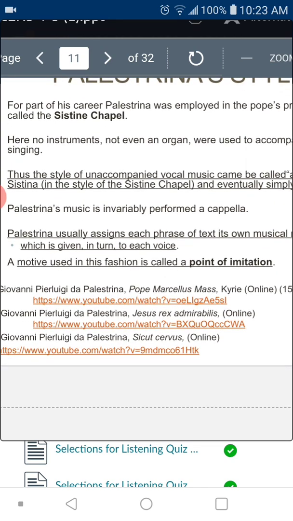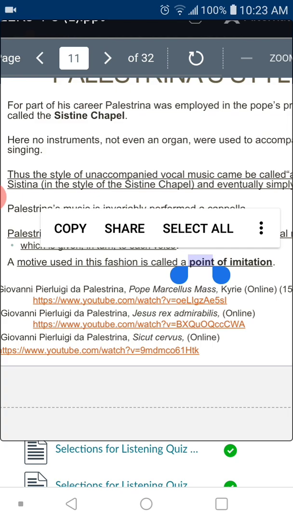And what he does, he uses what we call in music points of imitation. So what is a point of imitation? A point of imitation is basically when you have different voices that enter one after the other. You start with one melody, then the second melody imitates the first, then the third melody imitates the first and second, then the fourth melody imitates the first, second, and third. That's why it's called imitation, because all the voices imitate each other.